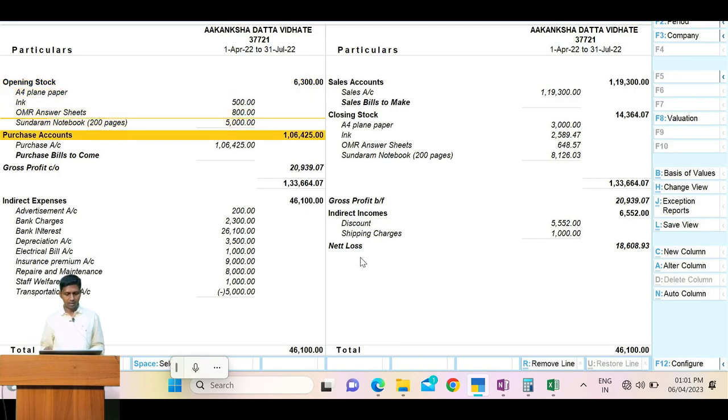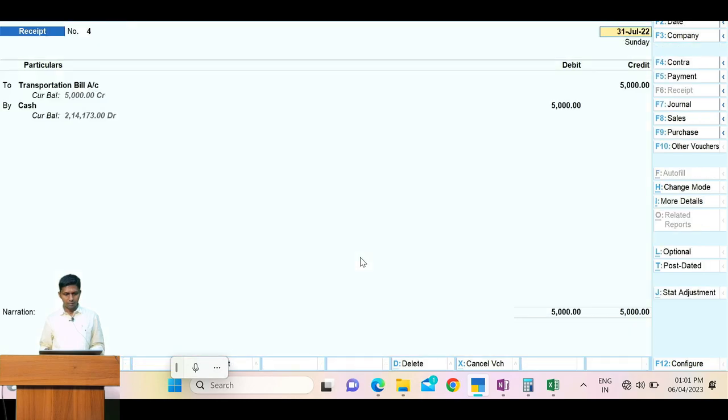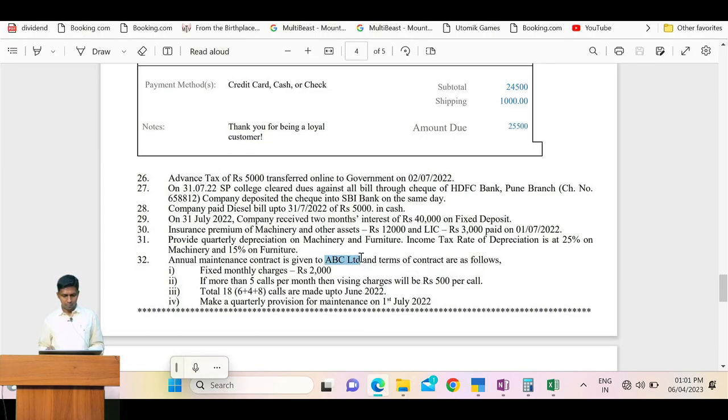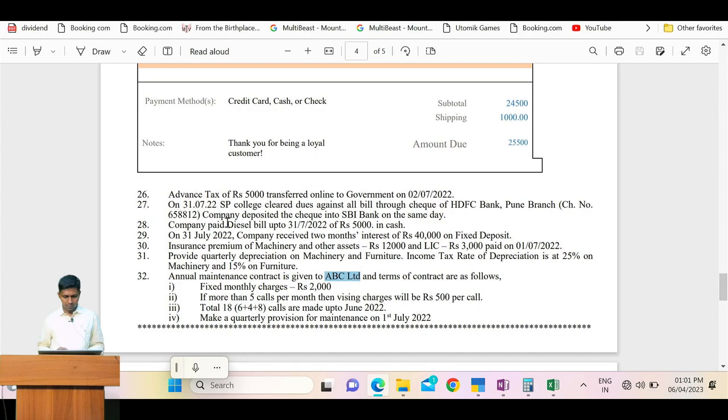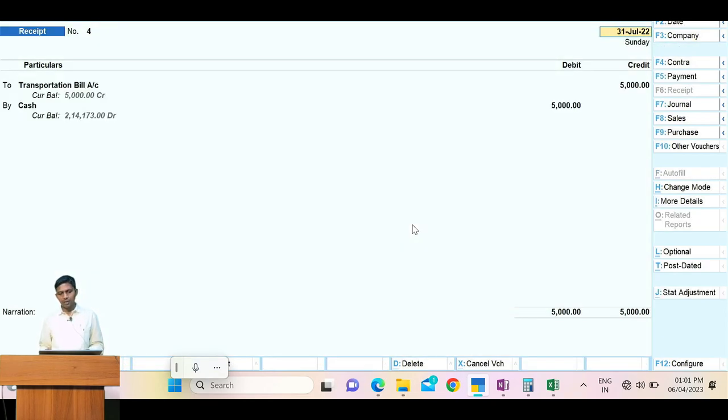This transportation, why is the transportation bill negative? ₹5,000, where is it transferred? Sorry, diesel bill. Now you can change. Okay, I saw the transportation bill, you paid ₹5,000, therefore ₹5,000 you paid, payment voucher type. Let it be, intentionally you can say that I made a mistake.